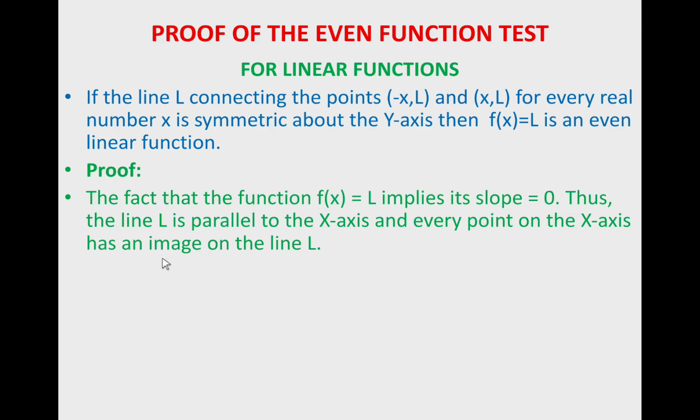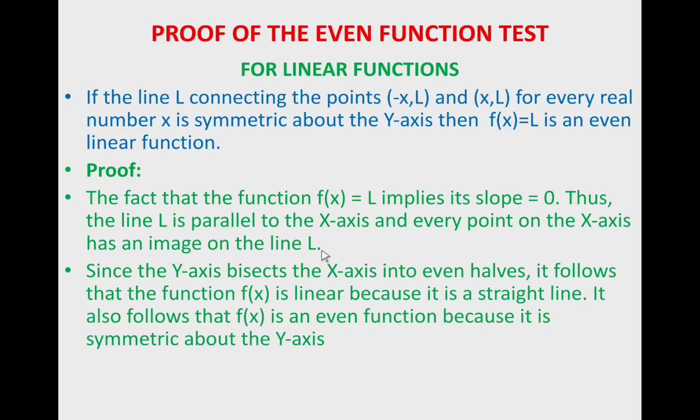So theoretically, we can say the fact that the function f of x equal to L implies its slope is equal to 0, because the derivative of both sides will give us 0 on the right hand side. Thus the line L is parallel to the x-axis, and every point on the x-axis has an image on the line L. The second point is that since the y-axis bisects the x-axis into even halves, it follows that the function f of x is a linear function because it is a straight line.